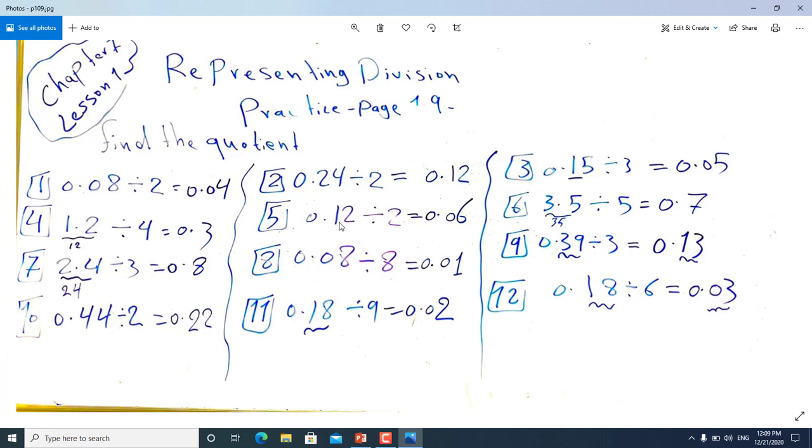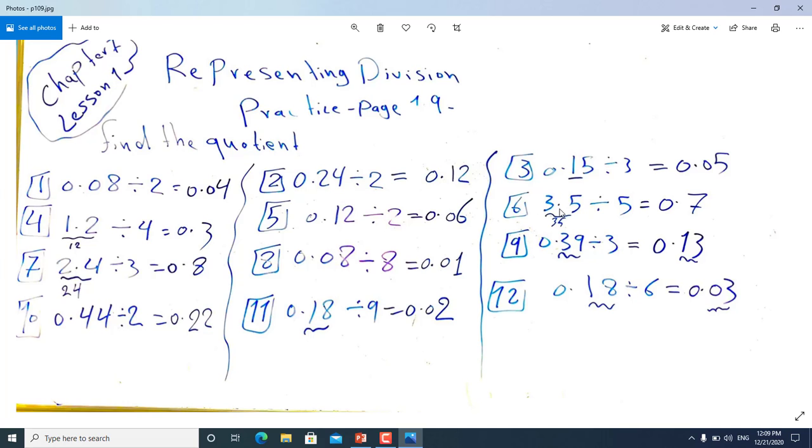From number 5, we have 0.12 divided by 2. First, we just divide this 12. 12 divided by 2 is 6. But this 12 has two digits after the decimal point, and it's just 6. So we put this 0 to make two digits, in place hundredths. After that we put 0 and point.